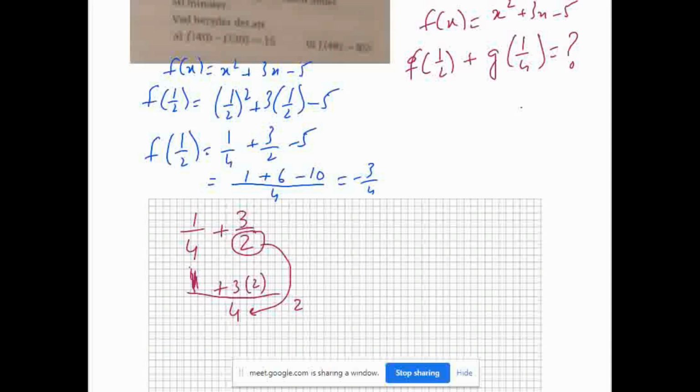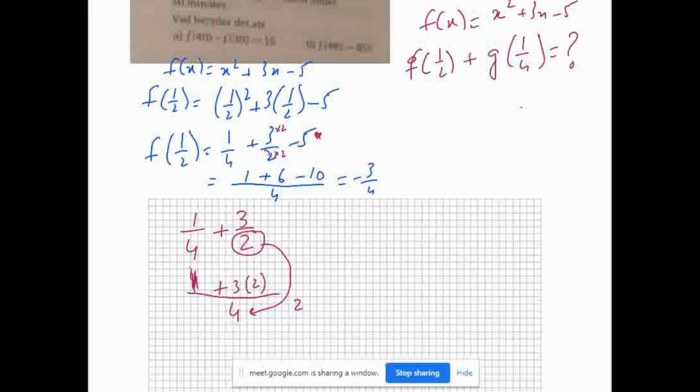Yes, you can do that one also. It's the same thing. You can use any of the methods. The first one is, if you want to make the same denominator, then you can simplify it further. Okay, now this will be the final answer.